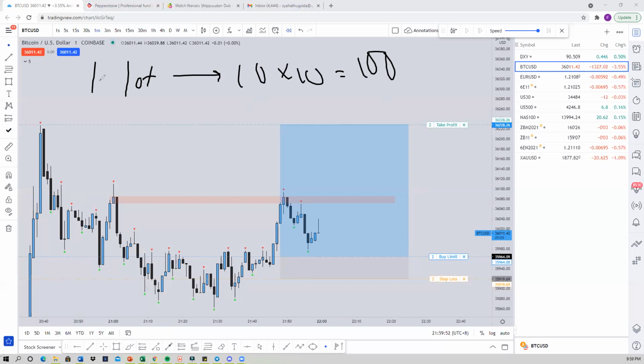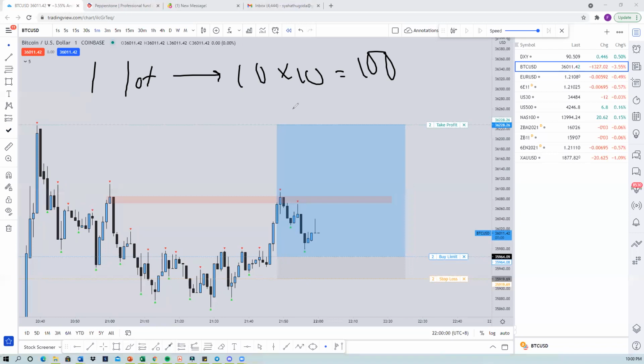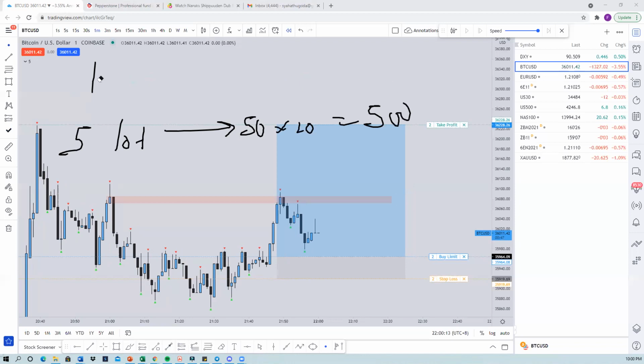And of course, with our account sizes, most likely not one lot, right? Most of us will have like 5 lots. So 5 lots, we have 50 into 10. That's 500. So that's 500 in a day. Let's erase this, because that's the lowest possible scenario, right? So you have 5 lots into 10, 500.